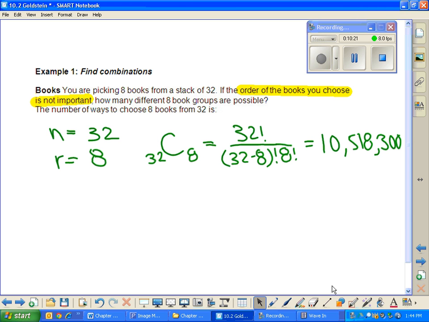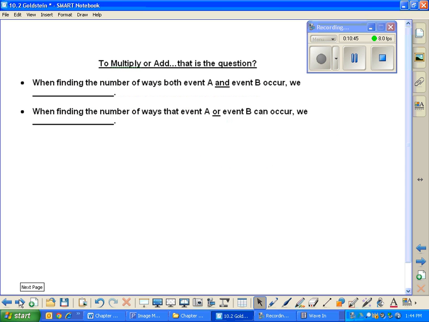So this example is pretty straightforward, right? This is just one scenario in this whole word problem. We're going to come across word problems where they say, I want this event to happen and this event to happen. Or I want this event to happen or this event to happen. Multiple things could be happening in one word problem. So we need to think about, well, what if that happens? What do we do in terms of our operations? So to multiply or add, that is the question.